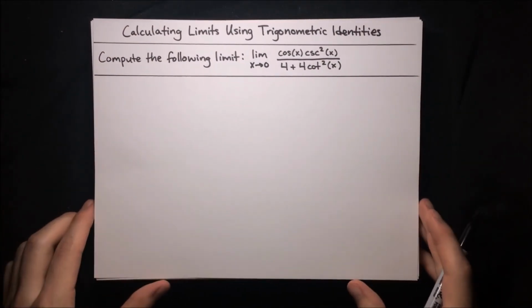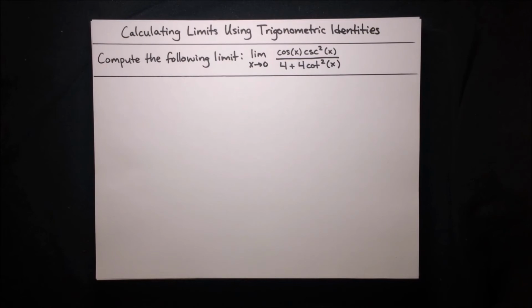Here's another problem. We want to compute the limit as x approaches 0 of cosine of x times cosecant squared of x all over the quantity 4 plus 4 cotangent squared of x. Now if we try to plug in x equals 0, just directly substitute, we reach a problem. Cosecant of 0 is 1 over 0, which is undefined. So direct substitution isn't going to work. We've got to manipulate and simplify our limit a bit before we try that again.